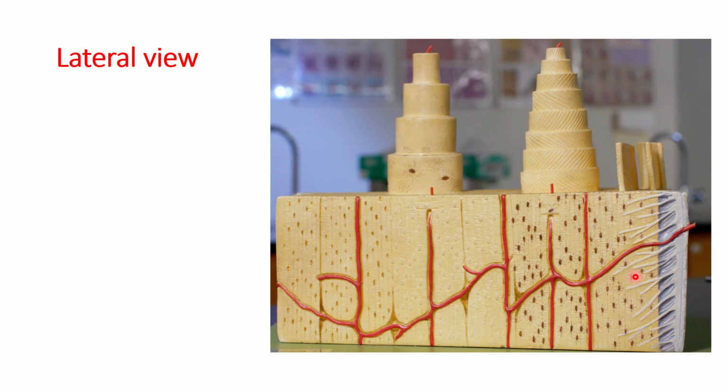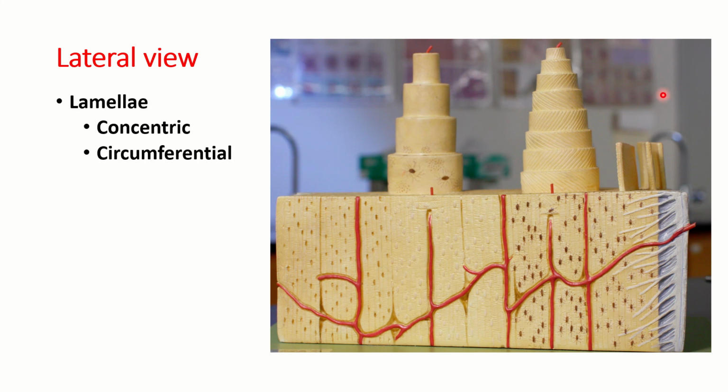This is a lateral view. It looks like a wedding cake. So again, the lamellae, these are the concentric lamellae. And these things that you see are going in different directions. In each lamella, they are running parallel to each other. These are collagen fibers. And in different lamellae, they are going in different directions.